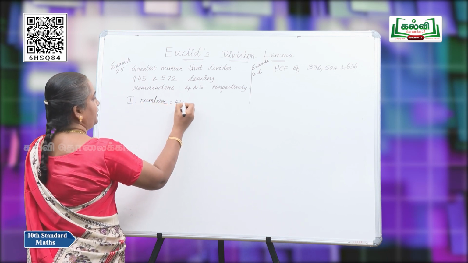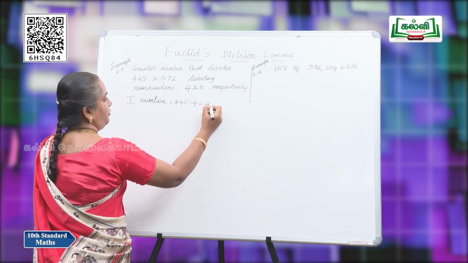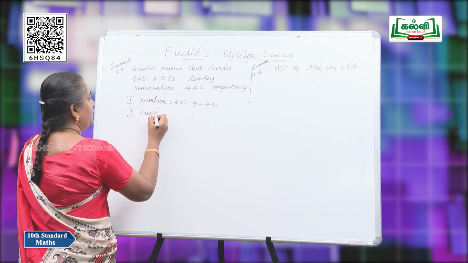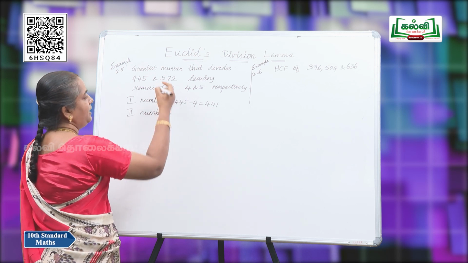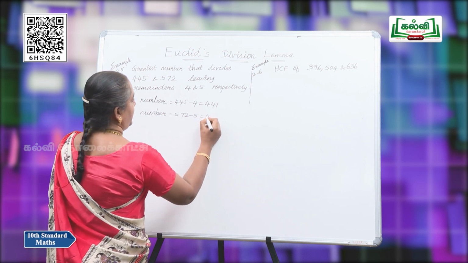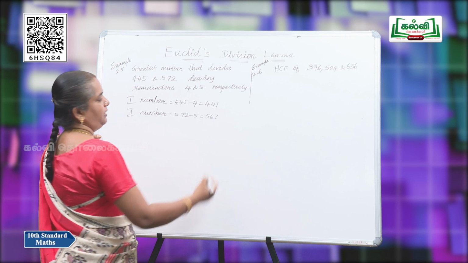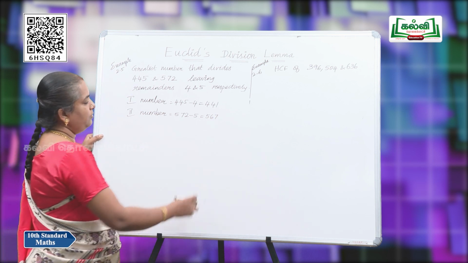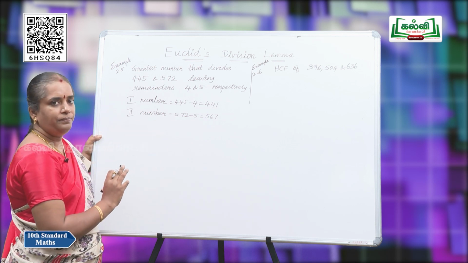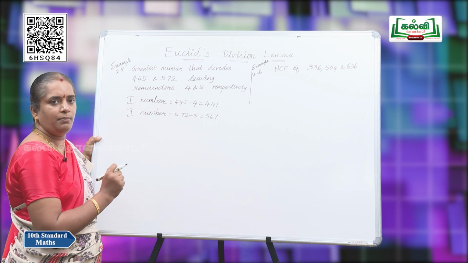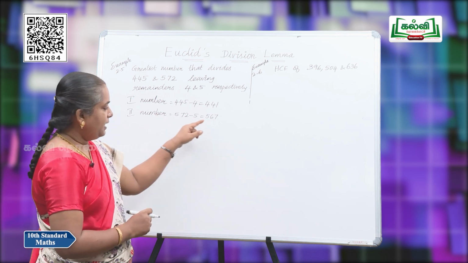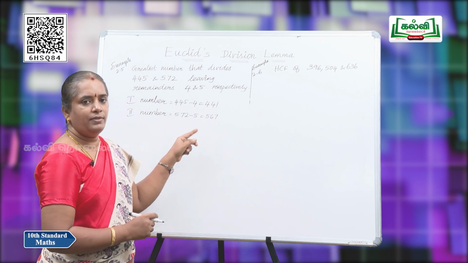So, 445 minus 4, 441 is our first number and the second number is 5 less than this 572. So, 572 minus 5, 567 is our second number. So, using these two we are going to get the HCF. Which is the larger number? Yes, 567 is our larger number. So, that should be written as A. So, we are going to find HCF of A and B using division algorithm.